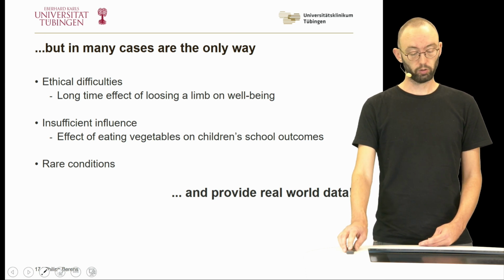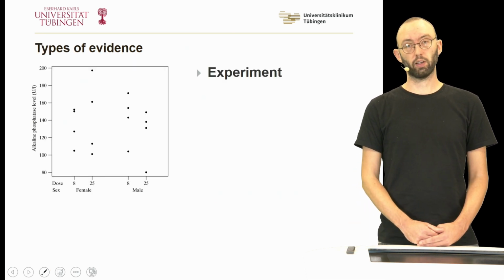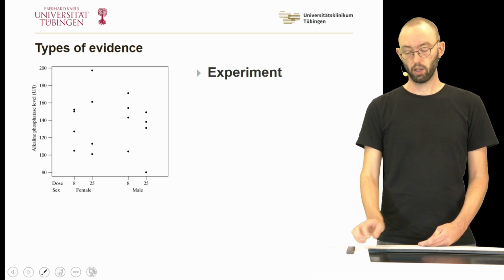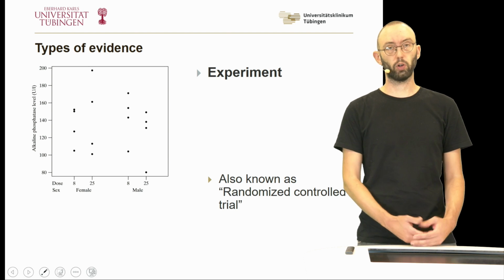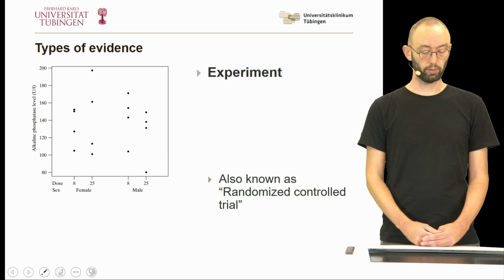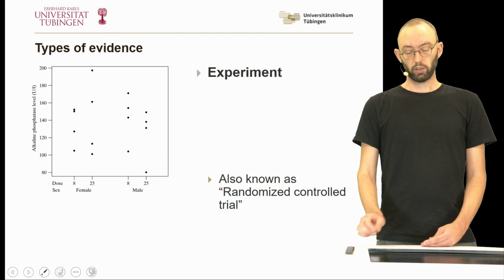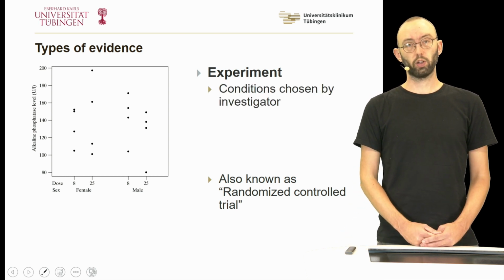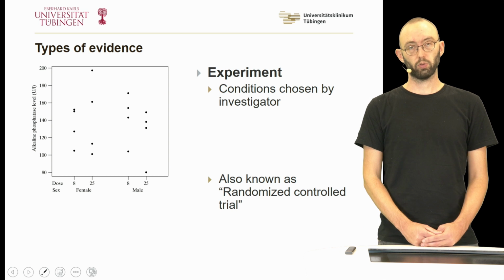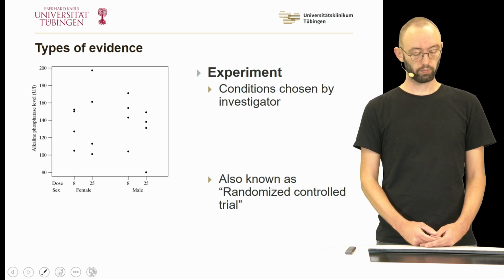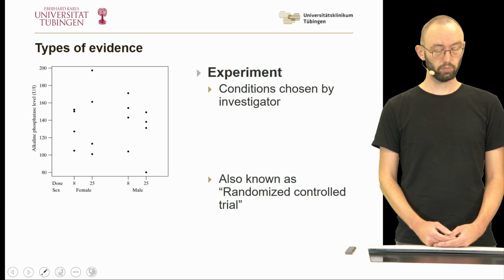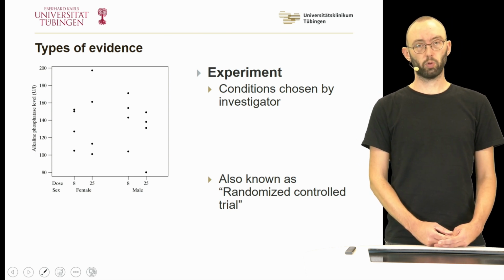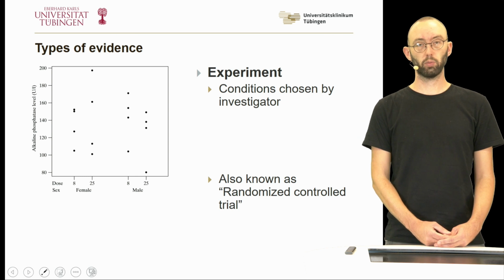And this brings us to our final case of evidence that I would like to discuss with you, and this is the experiment. In medicine, this is also known as the randomized controlled trial. In a randomized controlled trial or in an experiment, the conditions are fully chosen and determined by the investigator. So the investigator exerts complete control over what is happening. Typically, like in this example here, we have a situation where we have multiple groups and multiple treatments that we compare.